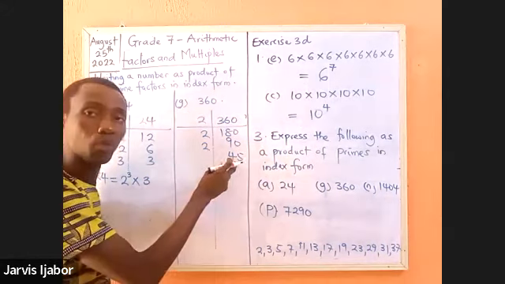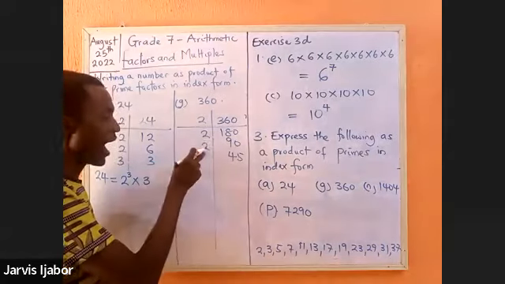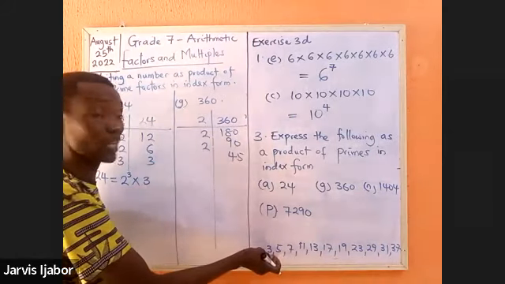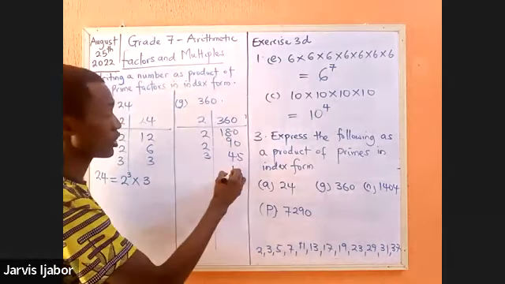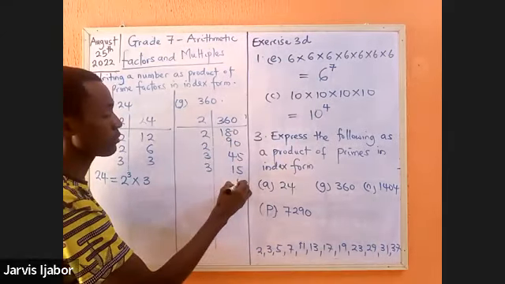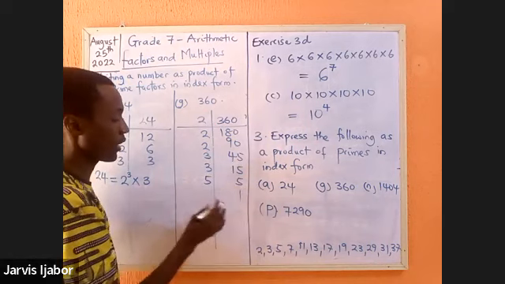Now it's an odd number. So after 2, what's the next one I can use? I can use 3. Please don't go to 5. Use 3 first. This will give me 15. 3 again, that will give me 5. And then I'll try 5, which will give me 1.